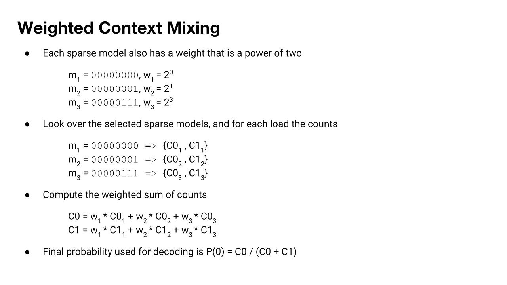All right, and so the way the mixing is done is we have a whole bunch of these models, and we assign them some weights, and when we go to get a probability, we'll look over these sparse models, and we'll load these counts, and then we'll multiply. The counts are basically proportional to how many times have I seen a zero for this model, and how many times have I seen a one, and so if I've seen a zero more, that'll be more likely. We compute this weighted sum, and then we can get a probability with the division at the bottom.